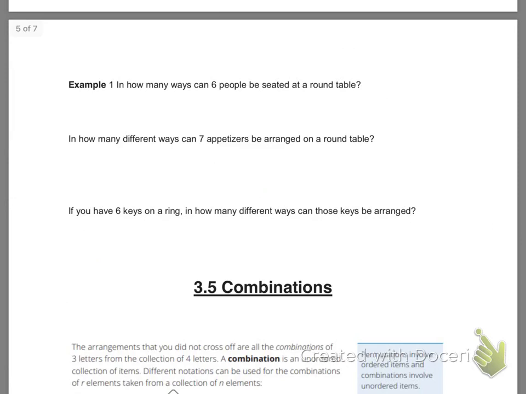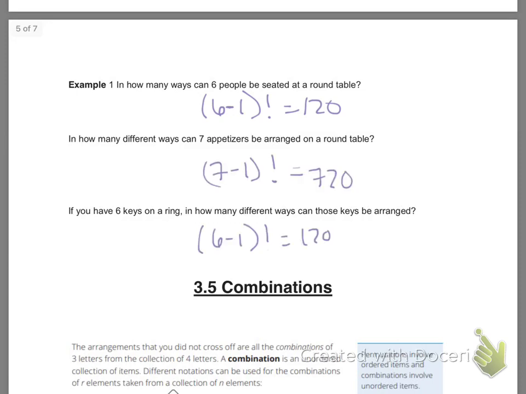In how many different ways can 6 people be seated at a round table? I can rotate in one spot, so 6 minus 1 factorial, which is really 5 factorial, which is 120. I want you to go ahead and try the other 2 there, and I'm going to write out the answers. Those are your answers. That should be a 120 down there.